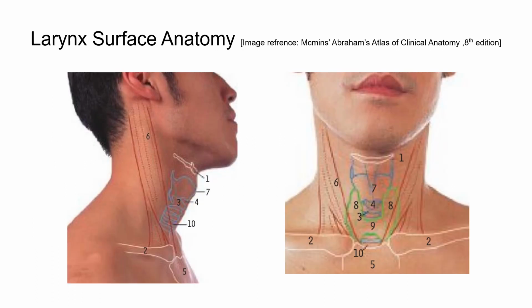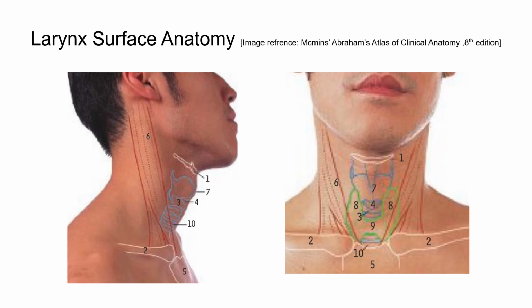So let's begin. If you see the surface anatomy of larynx, here in this picture you can see both the images. On the left side it is the lateral aspect of the neck, and on the right side you can see the anterior aspect of the neck. So the white colored structure, which is marked number 1 here in this picture, is called the hyoid bone, that is the surface marking of the hyoid bone.